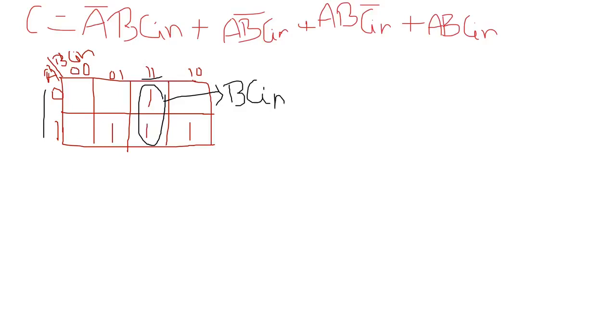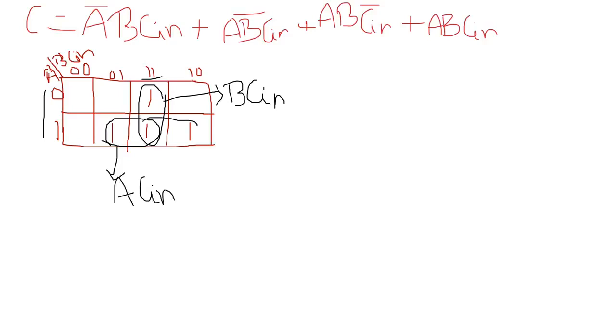Okay, then let me group this once, and the term for this will be: A value has remained constant as 1, whereas B value has changed from 0 to 1, and C value has remained constant as 1. So A, C in.